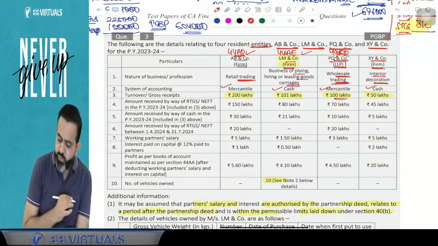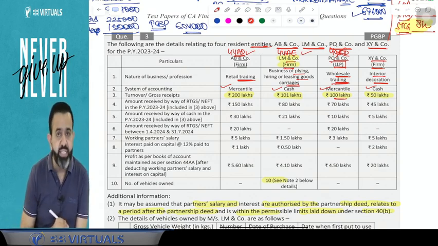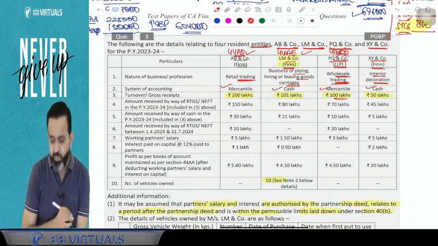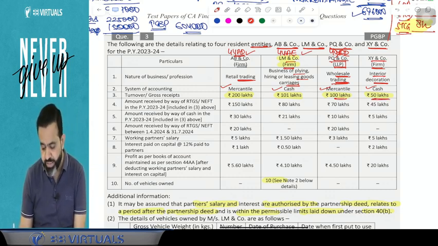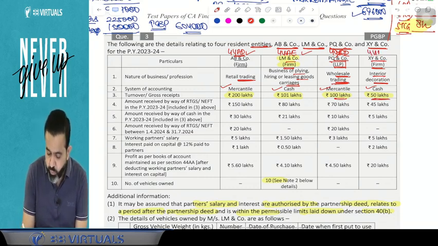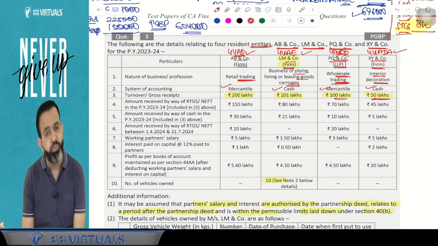And for the last, XY and company is a partnership firm. They are an interior decorator, and it is a resident partnership firm. Their gross receipt is only 50 lakh rupees, up to 50 lakh rupees. Can they opt for section 44ADA? Answer is yes. Here 44ADA is possible for professionals.